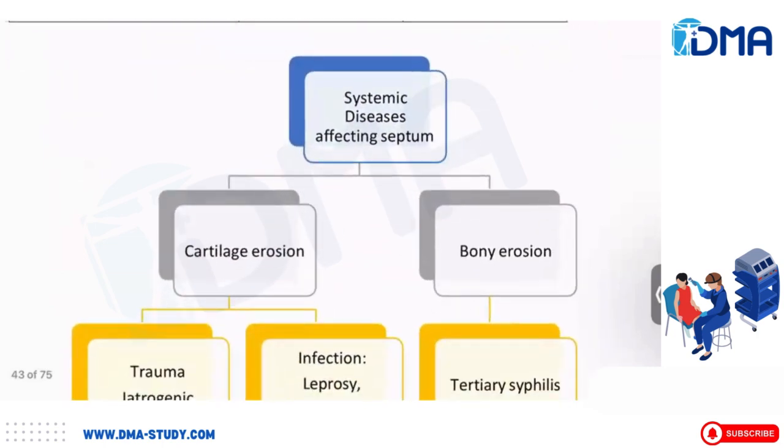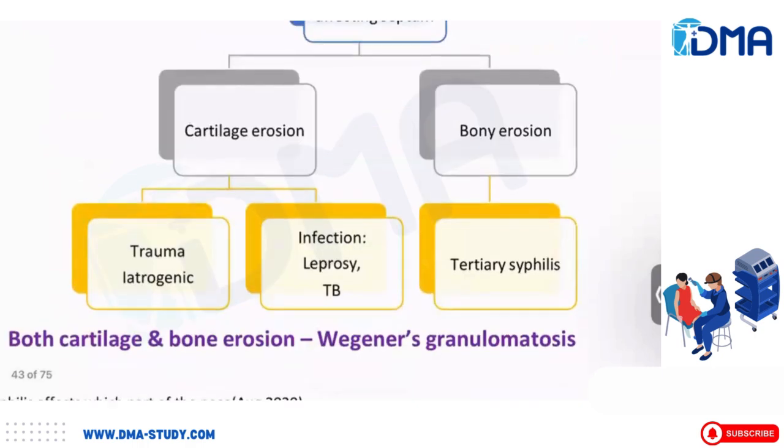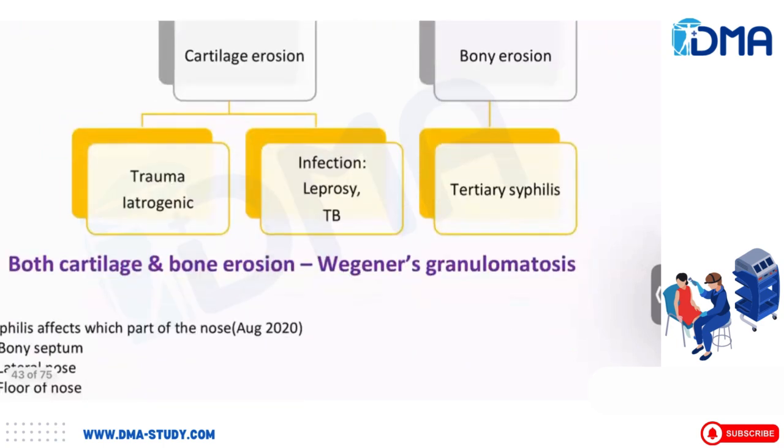Clear? Now, we have a few diseases which could affect the nasal septal cartilage. One is purely cartilage erosion. Second one is bone erosion. Diseases causing only cartilage erosion are trauma, iatrogenic causes, and infections like leprosy and TB. Diseases causing only bone erosion is tertiary syphilis. Both cartilage and bone erosion happens in Wegener's granulomatosis and metastasis.